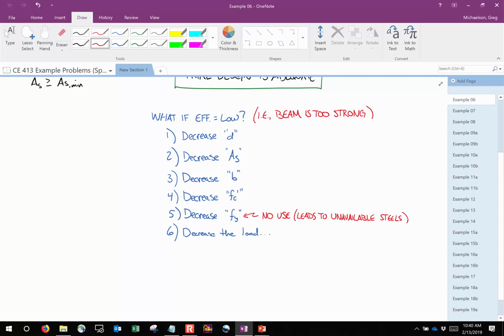Now, of these remaining parameters, I'm curious, which do you think has the least effect on a beam's capacity? I'm just curious. Of the remaining ones.